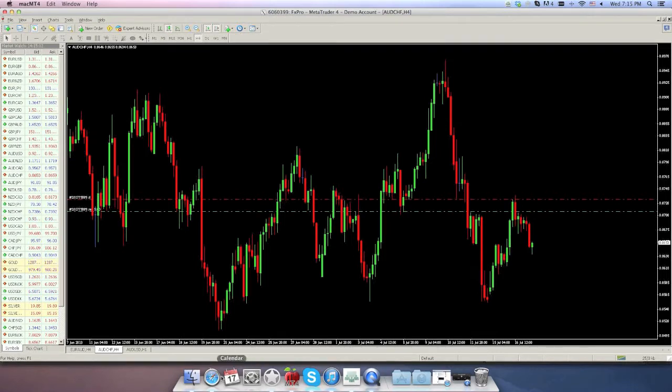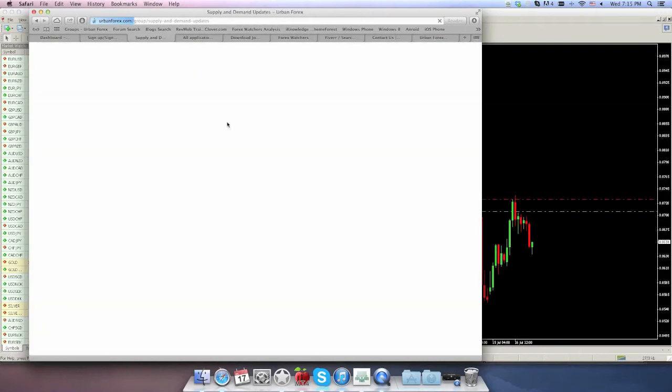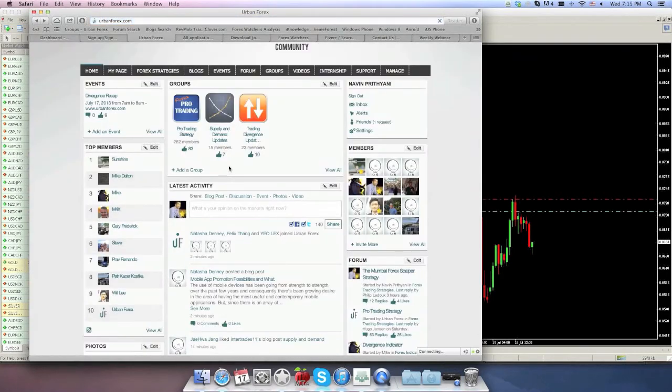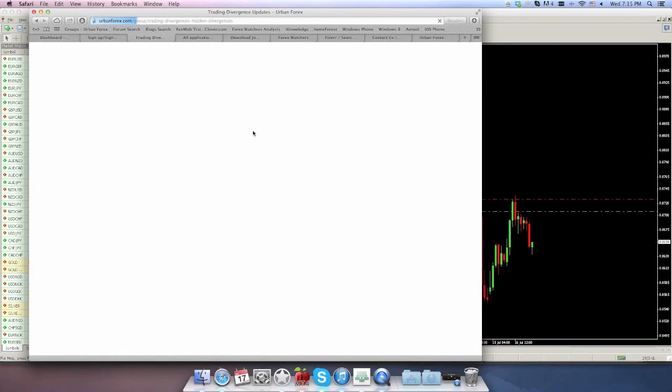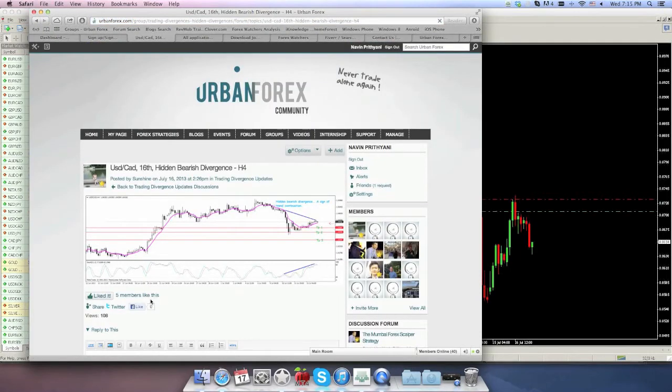Okay, so we have the divergence one up and running. If you click on the divergence group, you'll see all the information in there on how you can get it on your mobile app. So we're going to go through some of the stuff that we had discussed. Now let's begin here. US dollar CAD, 4 hours, on July 16th. I'm going to go through some of these postings and the ones prior to this. Sunshine, if you are in the room, again, we thank you for all your work. Sunshine is interning with us with the divergence part, and she's doing a superb job.